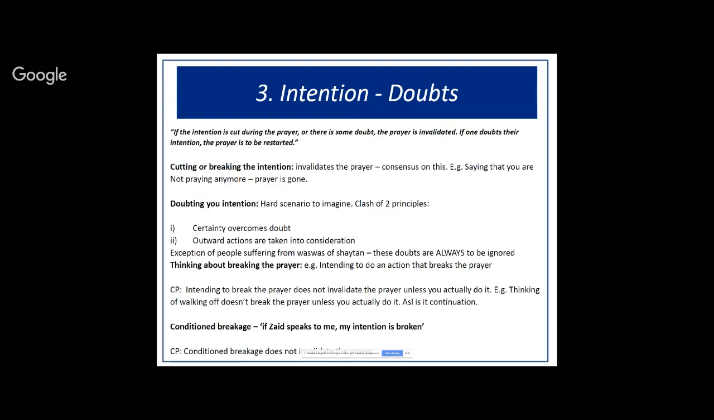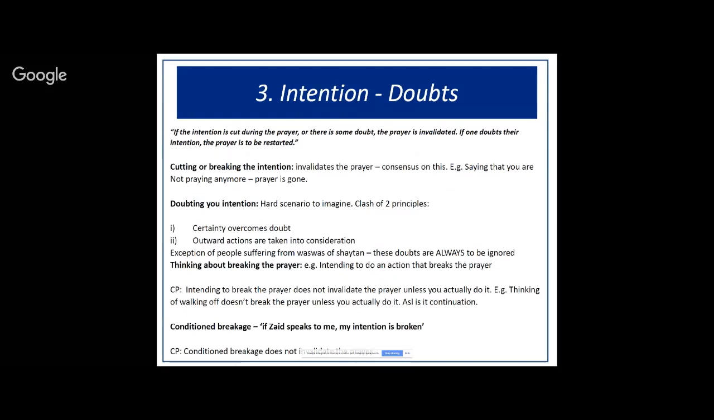Does thinking about breaking the prayer or intending to do an action that breaks the prayer, for example, walking off, if you think, right, I'm going to walk off now. Now, walking off from your prayer, by turning your body away from the Qibla and walking away, this breaks your salah. Now, does thinking to do this invalidate your prayer? And we say the class position is that intending to break your prayer doesn't invalidate the prayer unless you do the act. The mere intention to break your prayer or do an action that invalidates your prayer doesn't break it unless you actually do it. If you do that action, then your prayer is obviously invalidated.